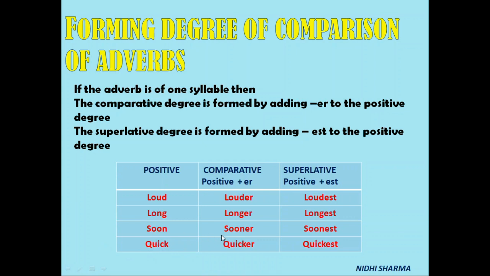Now, soon, sooner, and soonest. Again, er is added to form the comparative degree and est is added to form the superlative degree. Quick, quicker, and quickest. Er is added to the positive degree, so it becomes quicker, and est is added for the superlative degree, so it becomes quickest.